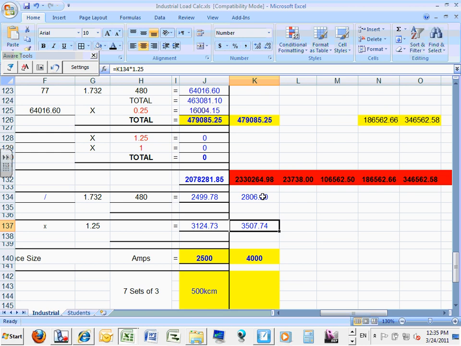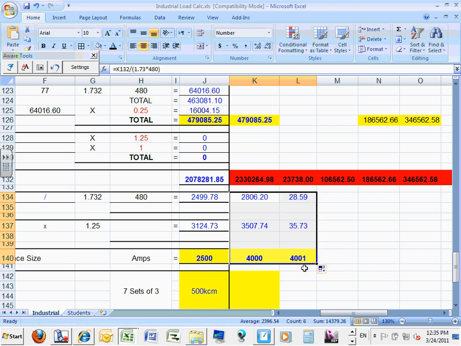Chanel, Camille, look at me, what I'm going to do, guys. I'm going to highlight these. You guys are good with Excel. I'm going to drag them. Look, I dragged them to the receptacle panel. Now it's calculating the receptacle panel for me. My receptacle panel is 28 amps.